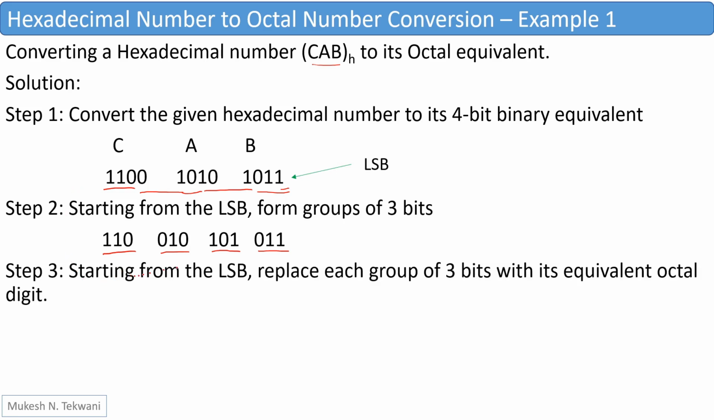Now we start from the least significant bit again, and we replace each group of 3 bits with its equivalent octal digit. So for example, the group 110 is replaced by its octal value 6, 010 by its octal value 2, 101 by its octal value 5, and 011 by its octal value 3. Therefore the given number CAB is equivalent to 6253 in octal.